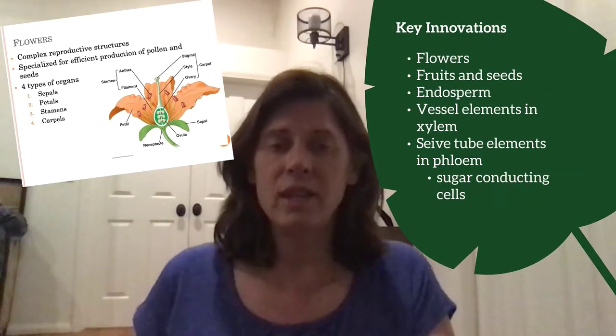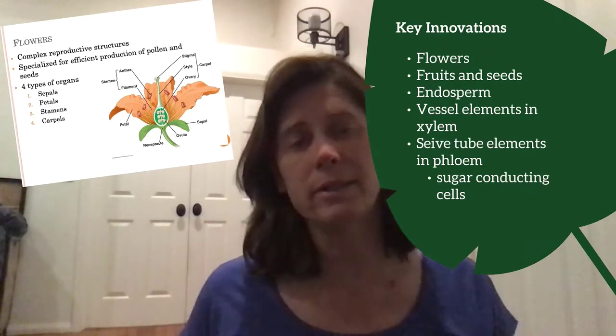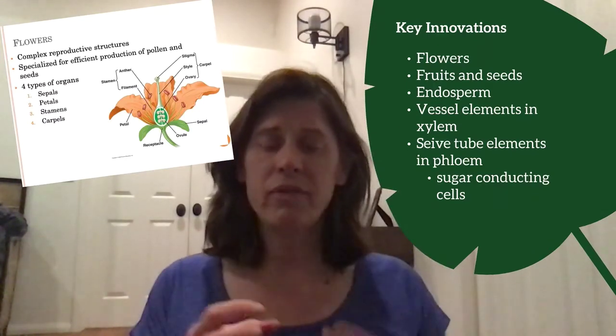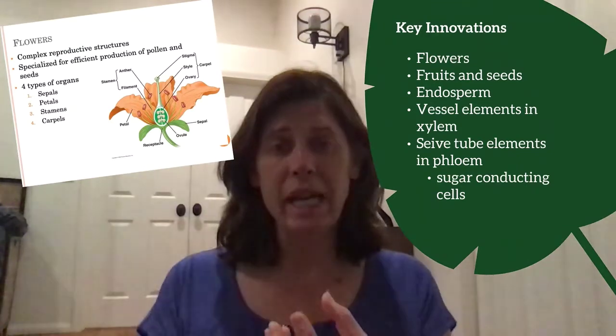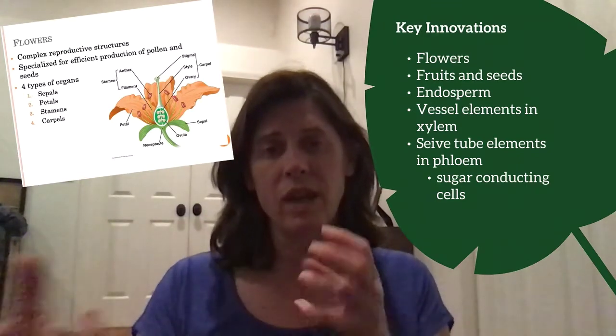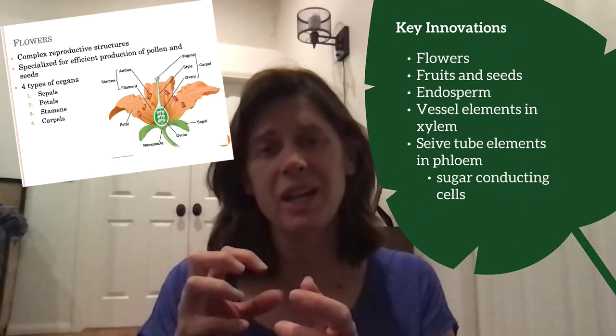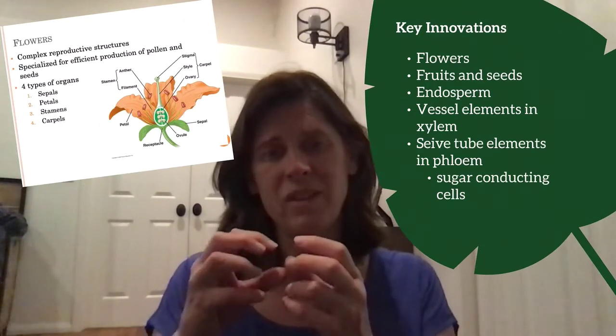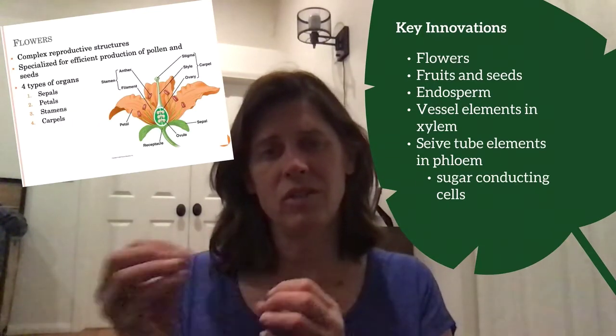And we're going to see this in a separate unit as well: how flowers and pollinators, like insects and birds, have co-evolved in order to have the specific pollination situation go on.